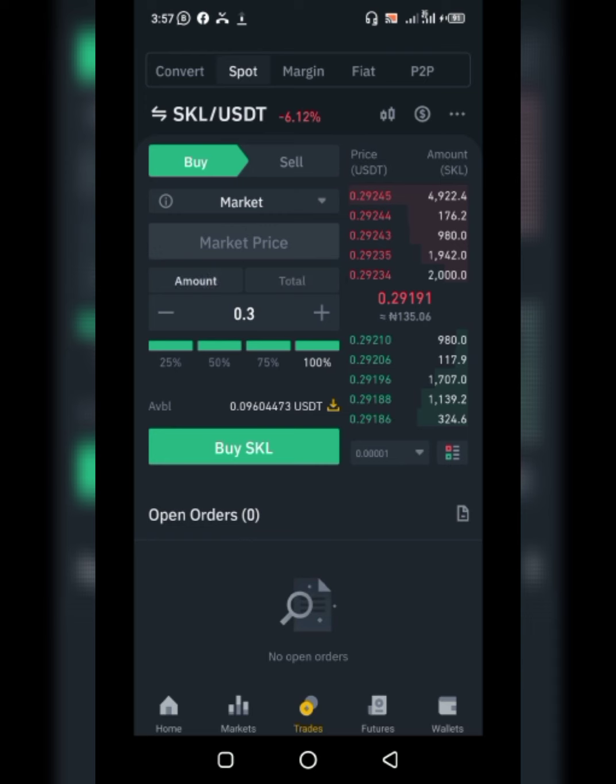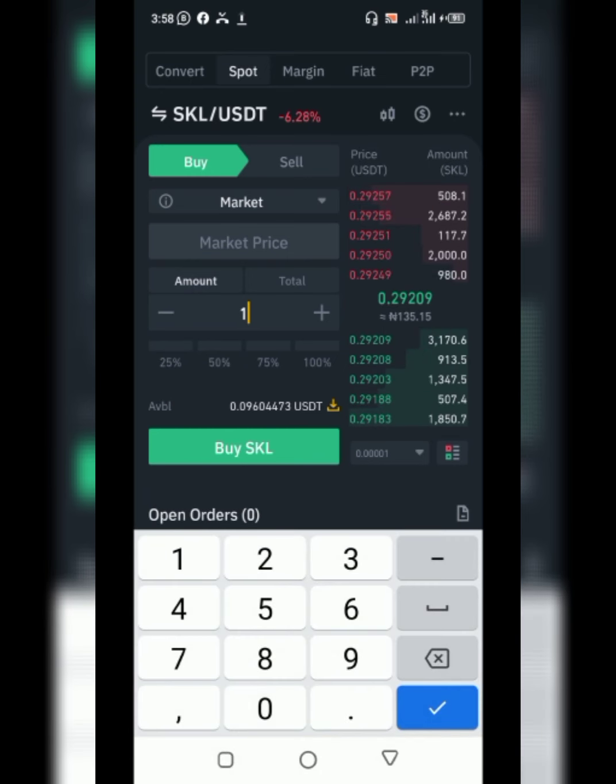I'm opting out of any fixed value of either 25% of my money or 50% of my money. I'm inputting what I want to trade. My fixed target is to buy 100 SKL. You click on amount here and you input the amount of SKL you want to buy. This is it. You could check the amount it will deduct from your money, and that is you click on total, which simply means 100 SKL will cost you a total of 29.2099 USDT from your wallet.